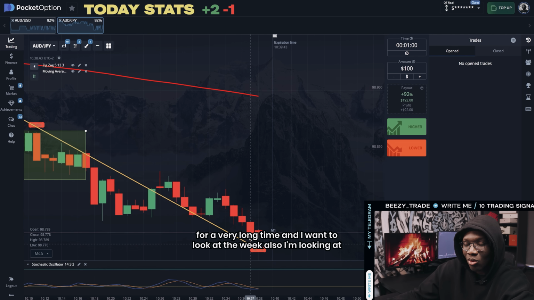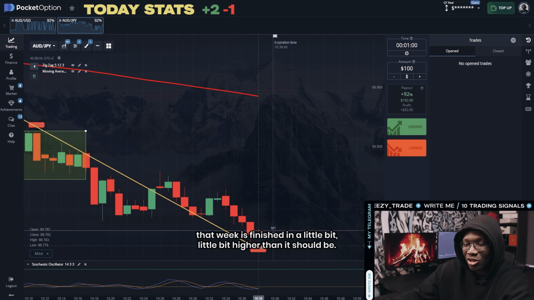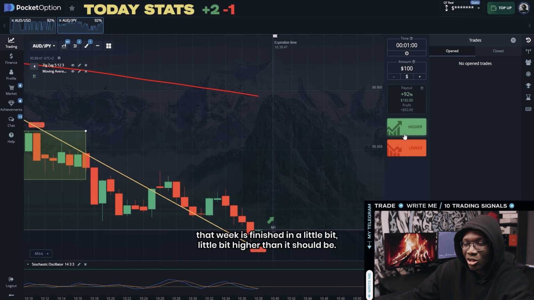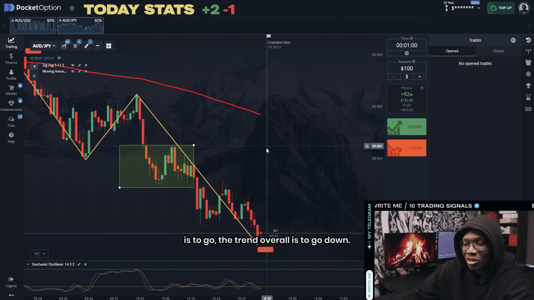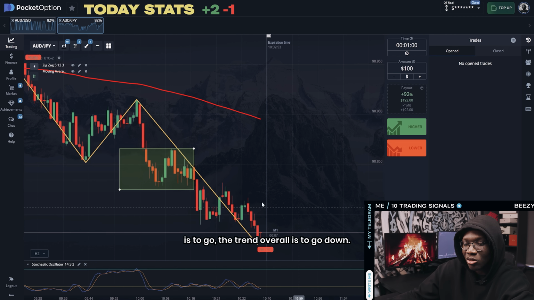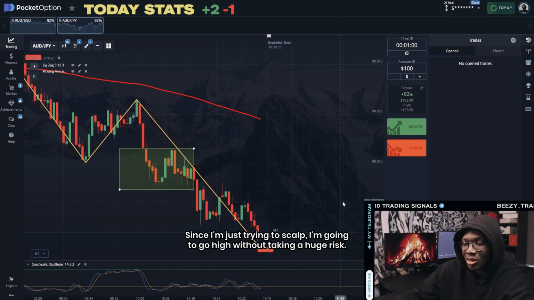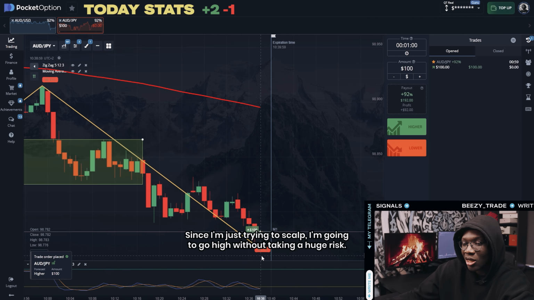And now when I look at the wick also, that wick is finishing a little bit higher than it should be. So right now, even though I know that the trend overall is to go down, since I'm just trying to scalp, I'm gonna go higher here, which is taking a huge risk.